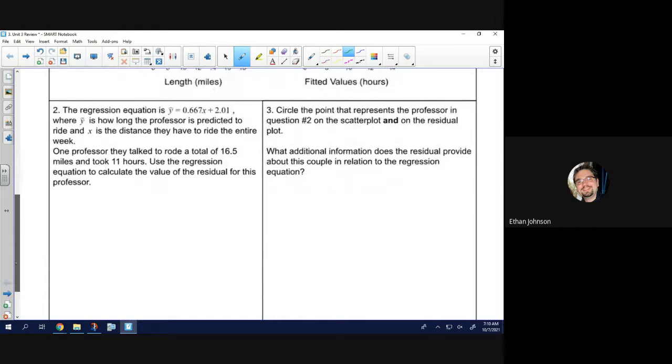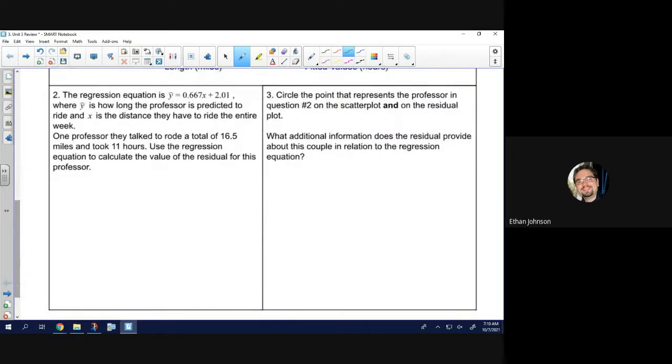So then question 2, the regression equation is y hat equals 0.667x plus 2.01, where y hat is how long the professor is predicted to ride, and x is the distance they have to ride the entire week. One professor they talked to rode a total of 16.5 miles and took 11 hours. Use the regression equation to calculate the value of the residual for this person.